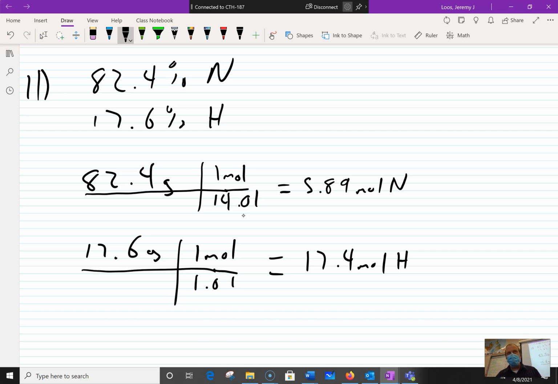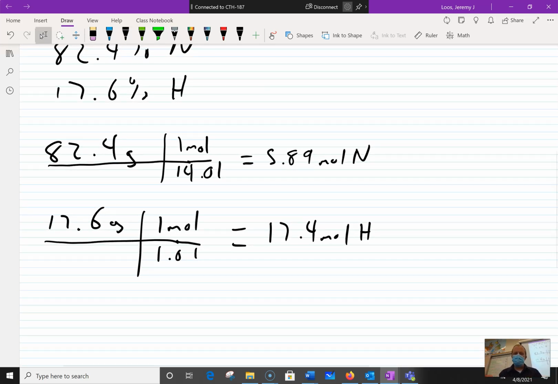The problem is we need whole numbers in the formula. So when we divide by smallest, what that's going to do is normalize the ratio, or turn the ratio into a whole number ratio, which is what we want. So percent to mass, mass to mole, divide by smallest. What that means is we're going to divide them by the smallest number of moles, which is 5.89 in this case.